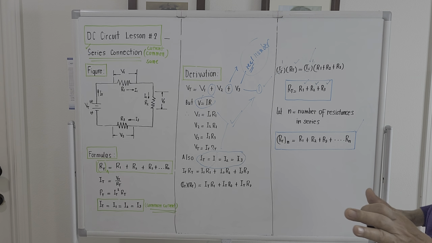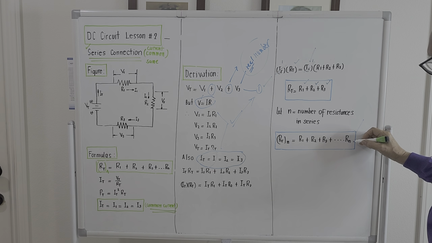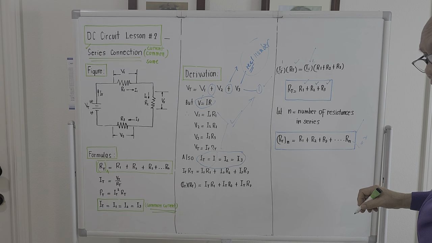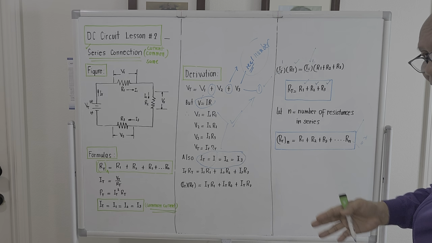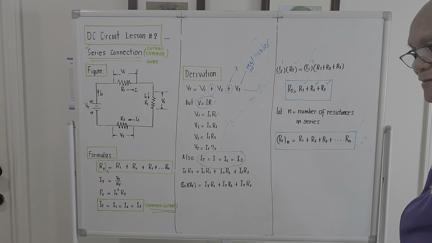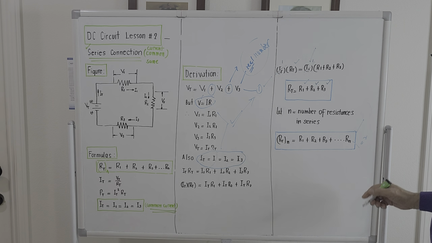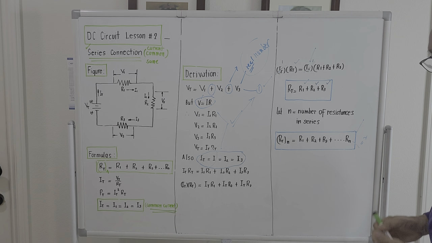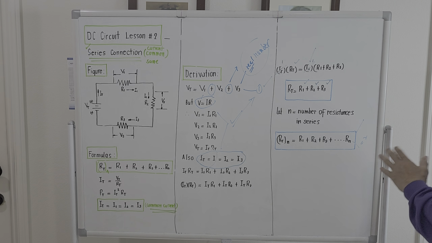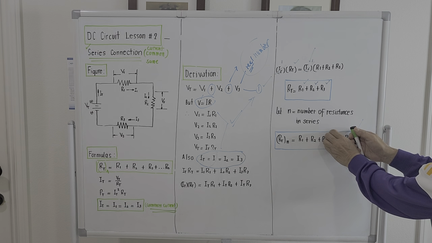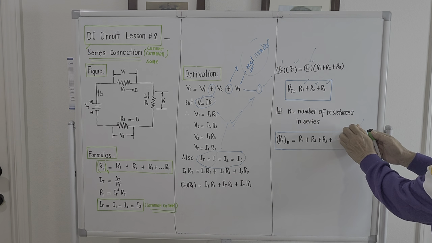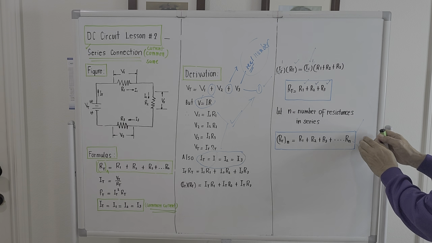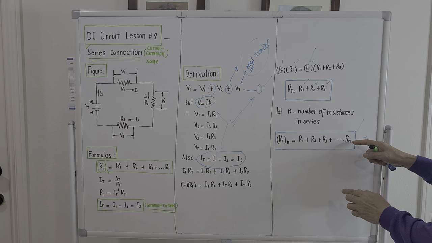If there are only two resistances connected in series, n will be equal to 2, right? If it is just only one, nothing will happen, right? So if n is equal to 2, there will only be two resistances. If n is equal to 3, there will be three resistances. If n is equal to 4, there will be 4 resistances. So this is a very flexible one.